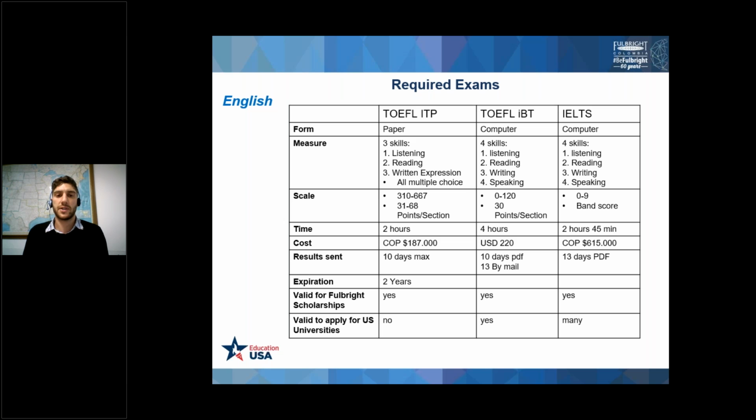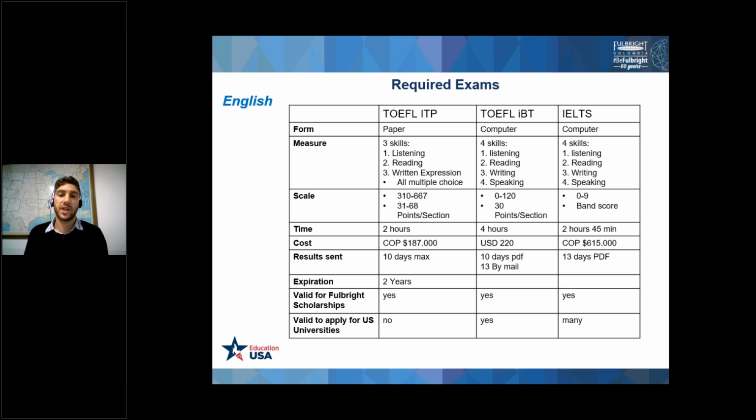That's the main difference. The scale: the TOEFL ITP is 310 to 667, 31 to 68 points per section. The IBT is 0 to 120, 30 points per section. And the IELTS is 0 to 9, and it's a band score. The time for the ITP is 2 hours, IBT is 4 hours, and the IELTS is 2 hours 45 minutes.